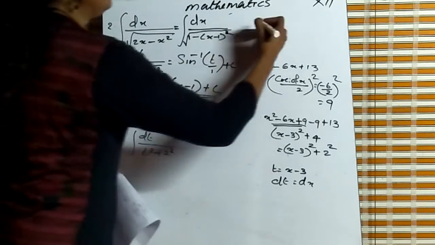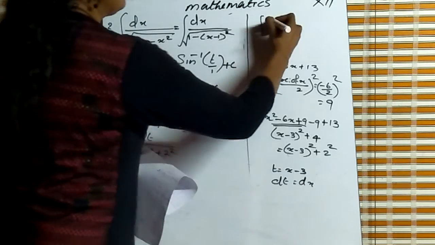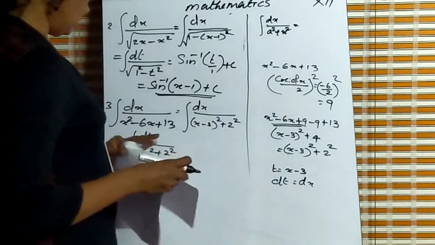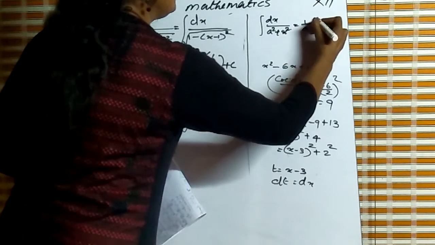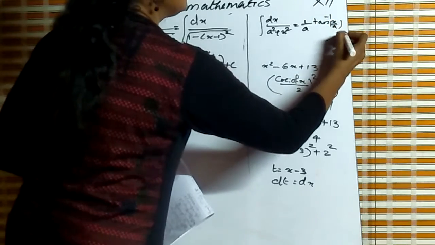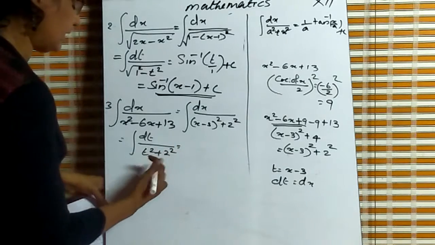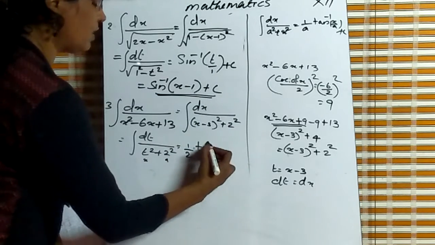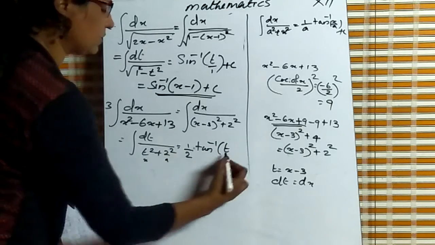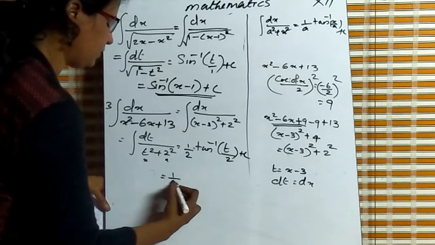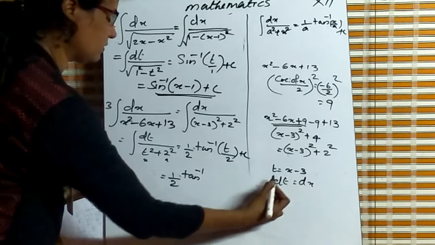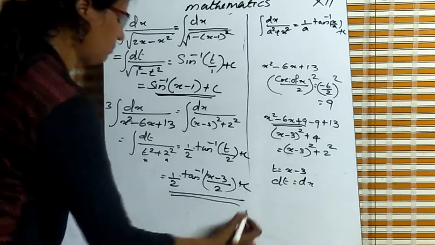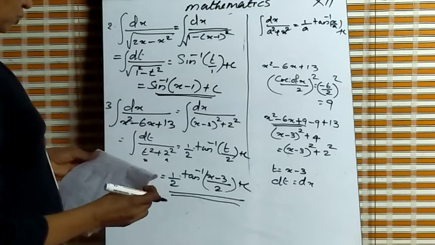The integral dx by x square plus a square is equal to 1 by a tan inverse x by a plus c. Now apply this: what is a here? a is 2. So 1 by 2 tan inverse, and x here is t, so t by 2, plus c, which is 1 by 2 into tan inverse of t, and t is equal to x minus 3, by 2 plus c. So our answer is 1 by 2 tan inverse (x minus 3) by 2 plus c.